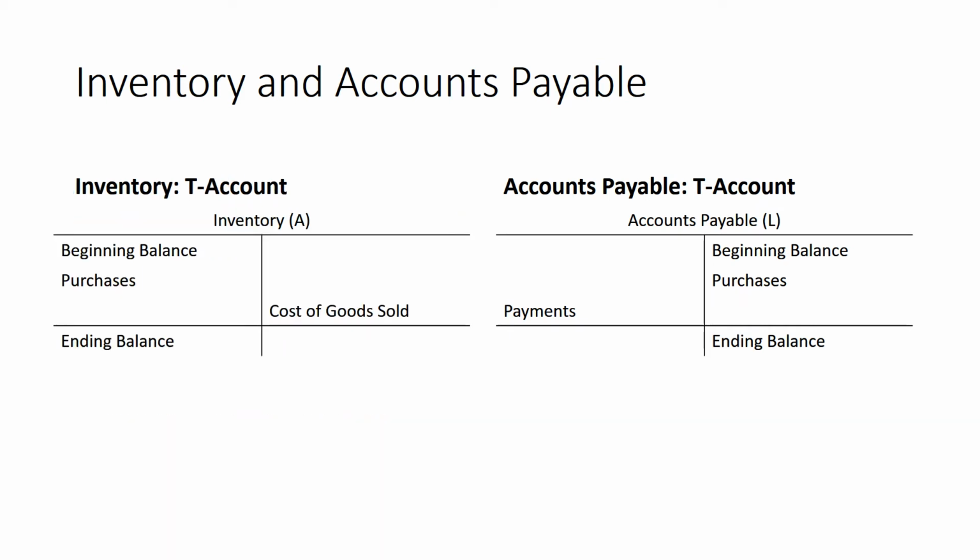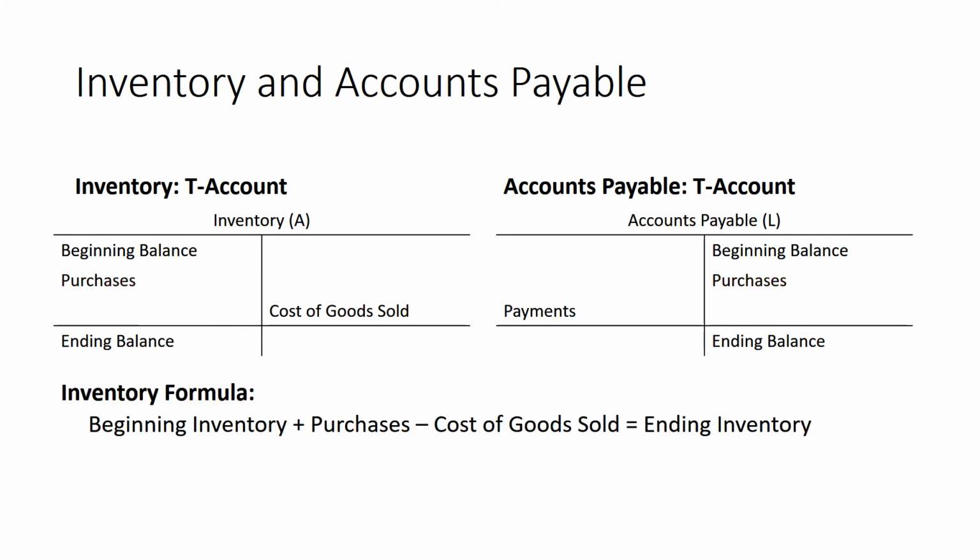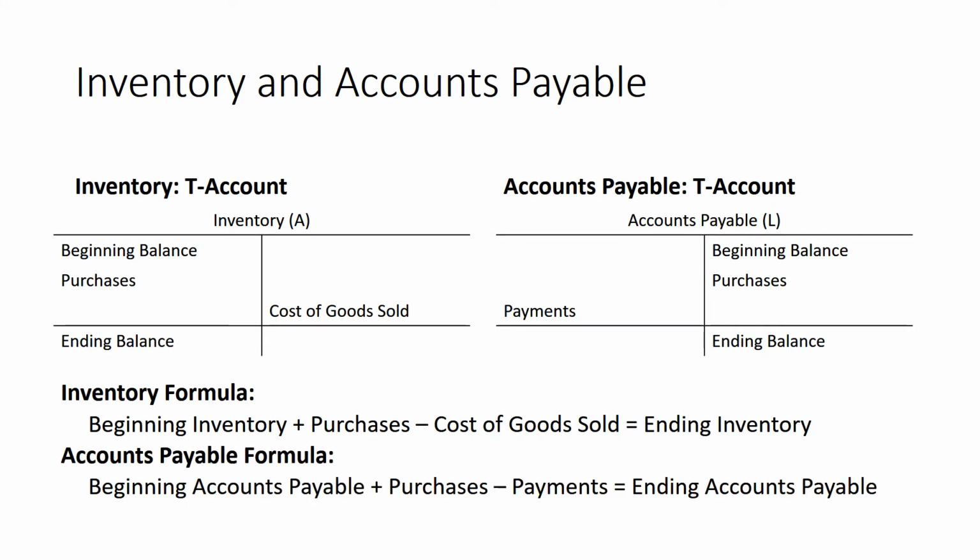Putting them together, we notice that both of them have the same purchases. We can also figure out the inventory as well as accounts payable formula. For inventory, beginning inventory plus purchases minus cost of goods sold equals ending inventory. For accounts payable, beginning accounts payable plus purchases minus cash payments equals ending accounts payable.